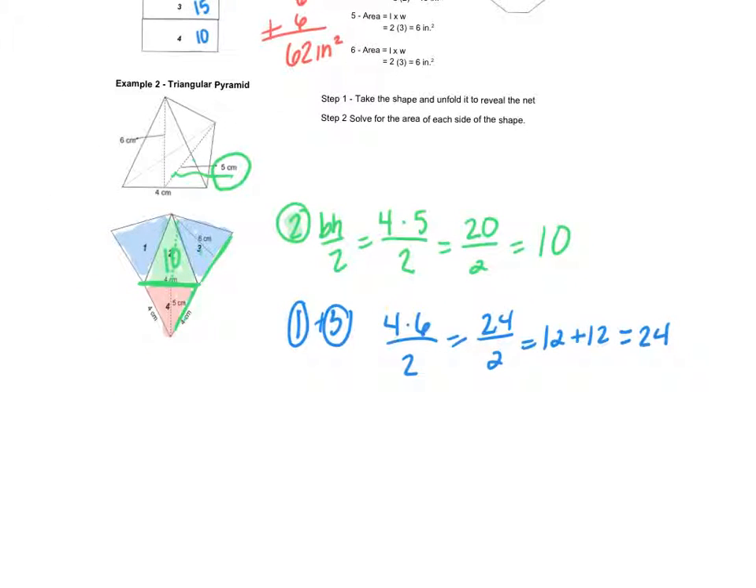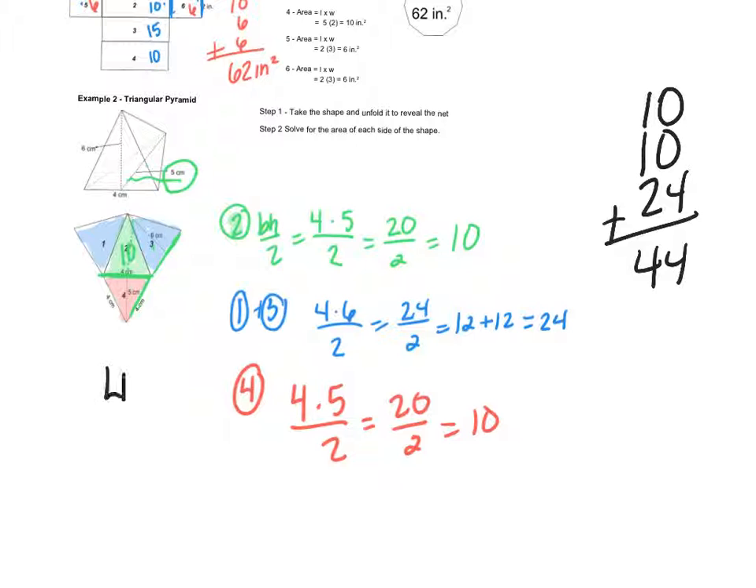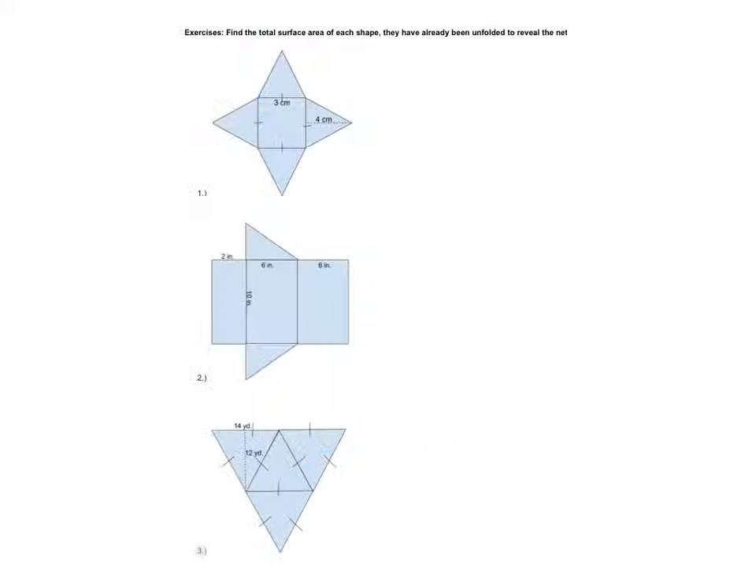Okay, so my last triangle is number 4. Okay, number 4, the base is 4. The height is 5 divided by 2. Okay, so it's going to be 20 divided by 2, which is 10. Okay, so we're at 10 right there. So we're going to add those together. We're going to say 10 plus 24 plus 10 is 44. 44 centimeters squared.